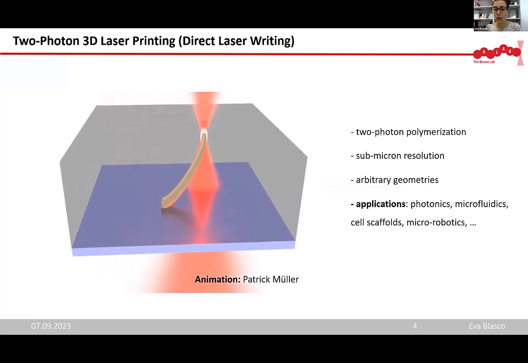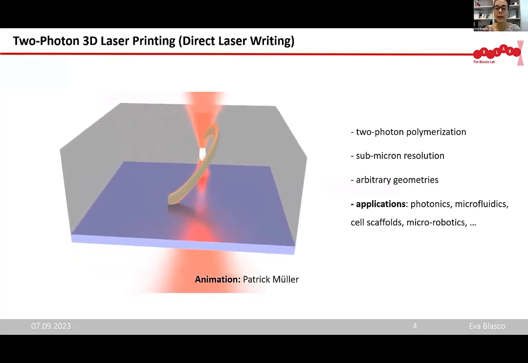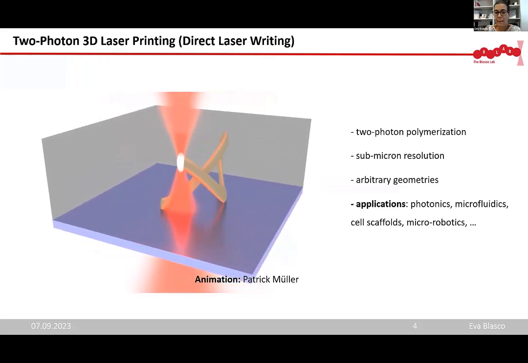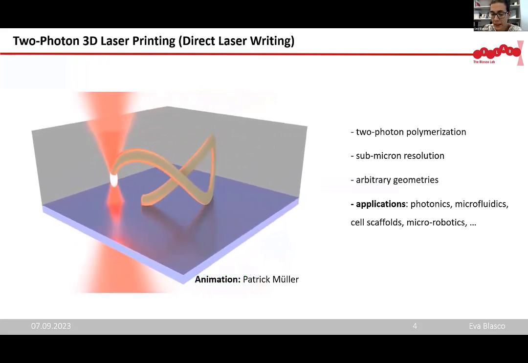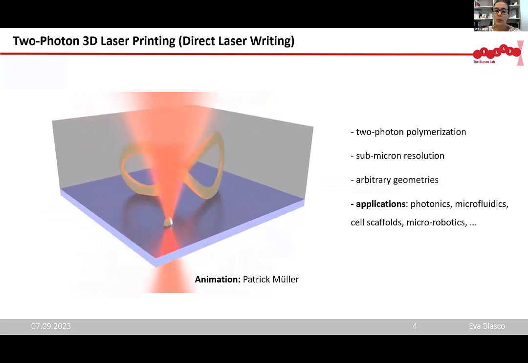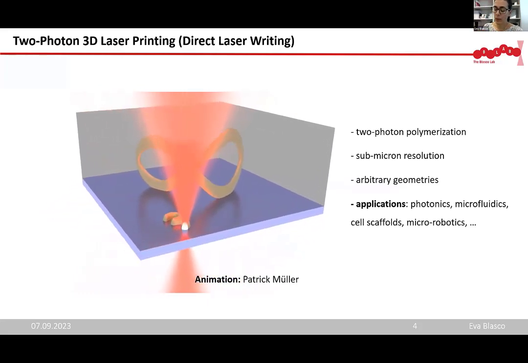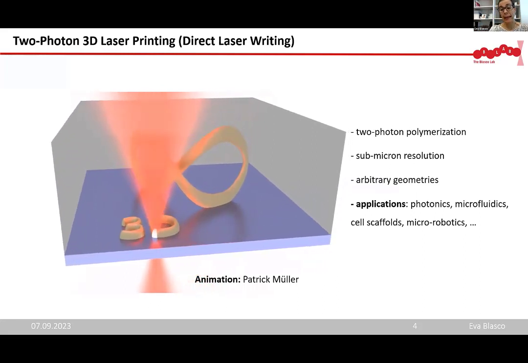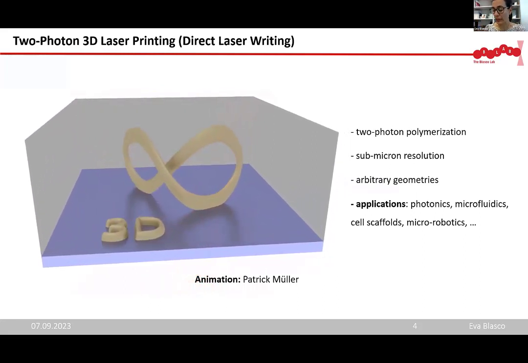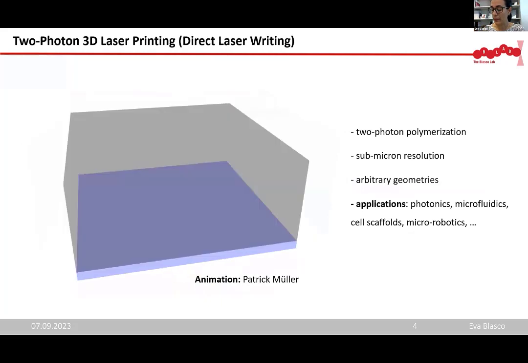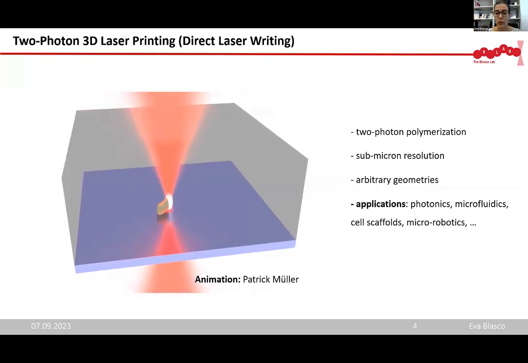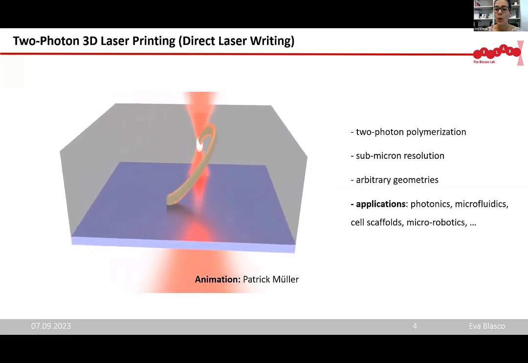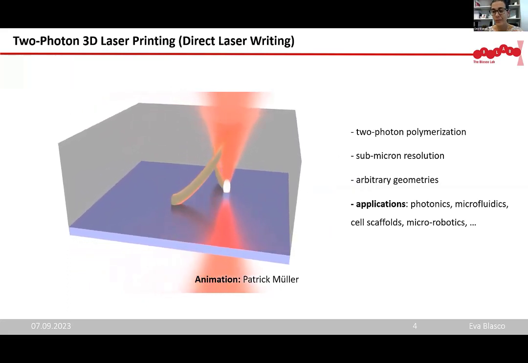So we start, of course, with our printable material. We focus inside it our femtosecond laser. As I mentioned, due to the non-linearity and the lower probability of the process, this photopolymerization happens in a very, very small volume that we call a voxel. Just by moving the focus of the laser or the stage, depending on the methodology, we can in principle achieve almost every arbitrary geometry with submicron resolution.